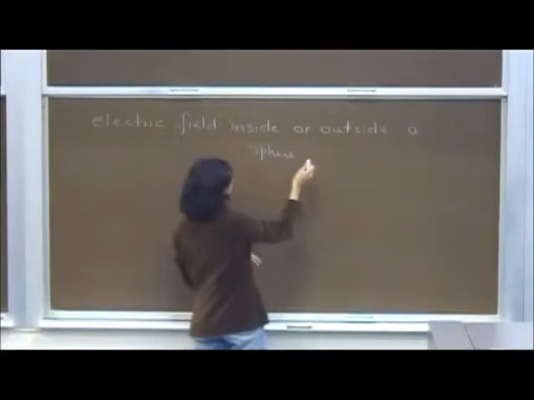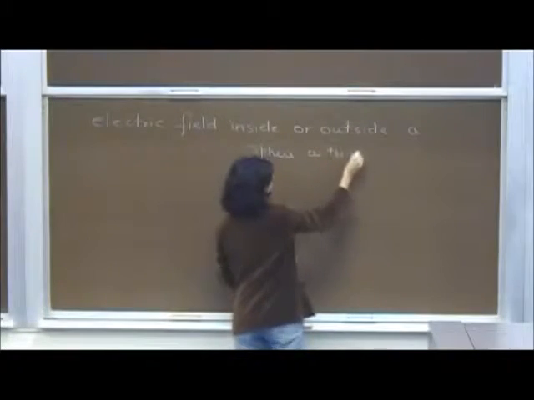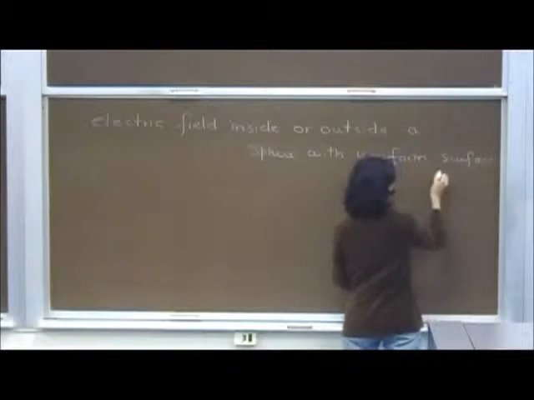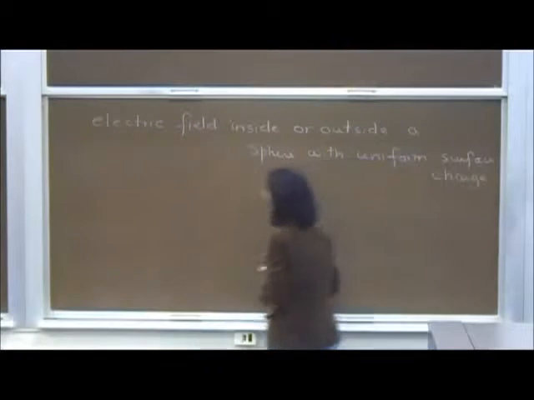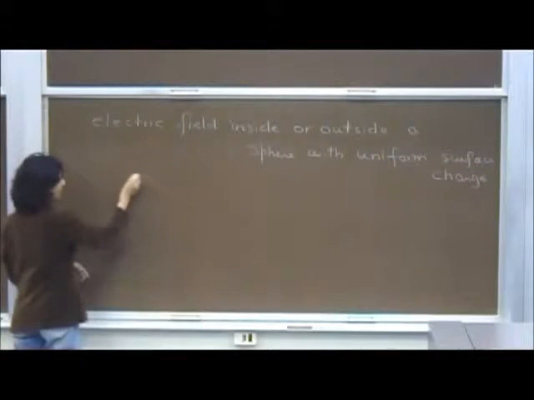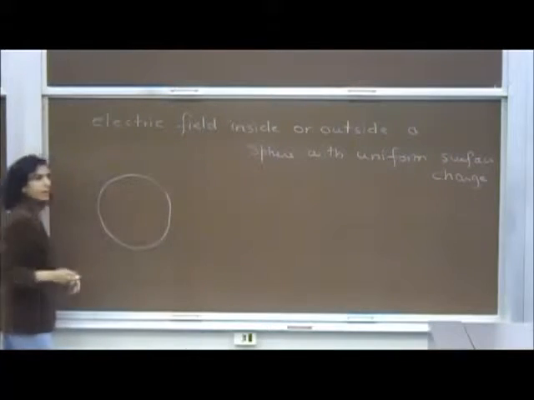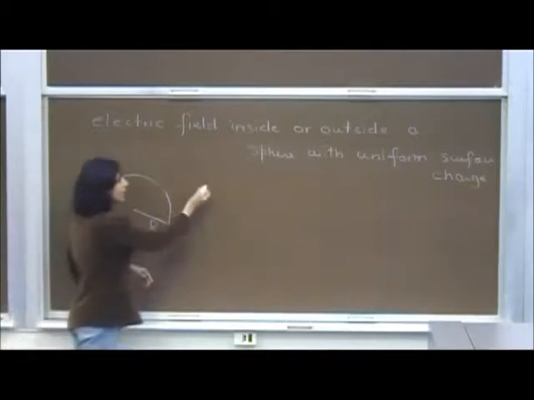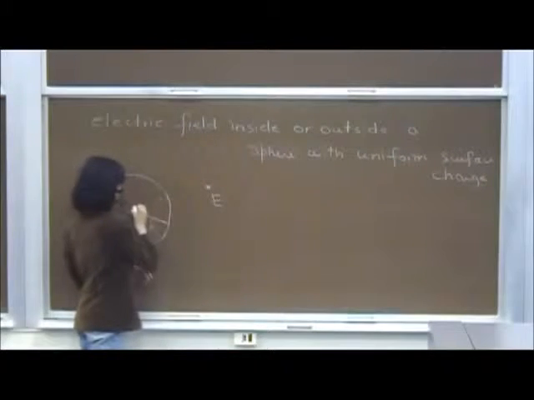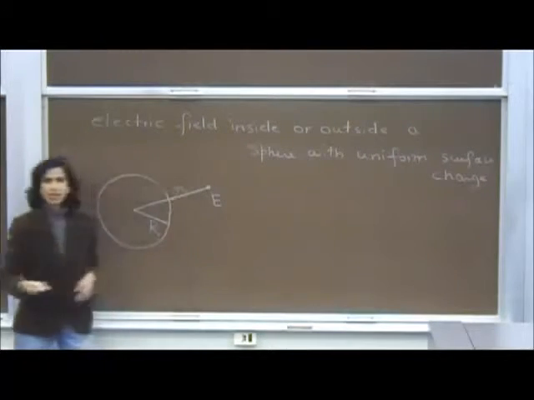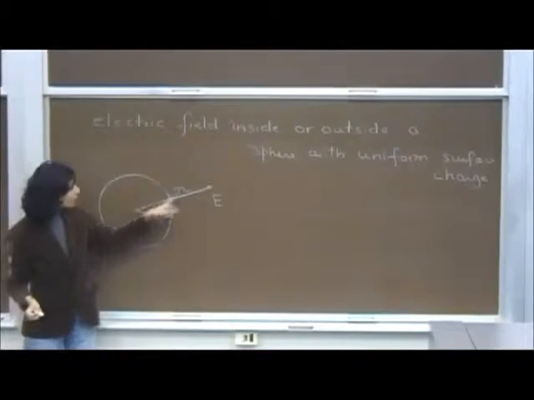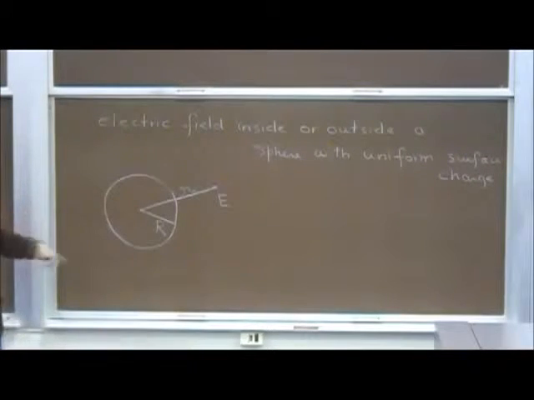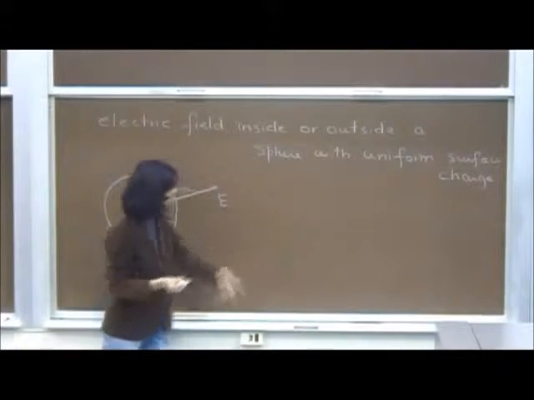So, electric field inside or outside a sphere with uniform surface charge. And if you recall what we said last time, suppose you have a sphere which has a radius capital R, and suppose you are asked to find the electric field at a distance small r away. It is conventional in physics to consider the variable distance to be little r. Little r is the variable, you can vary it. So you can ask me what is the electric field here or here or here, etc.